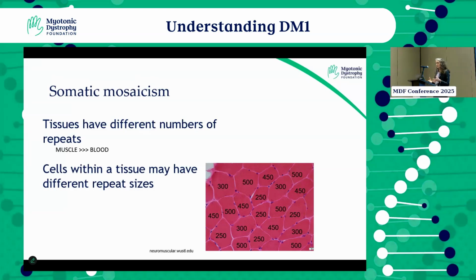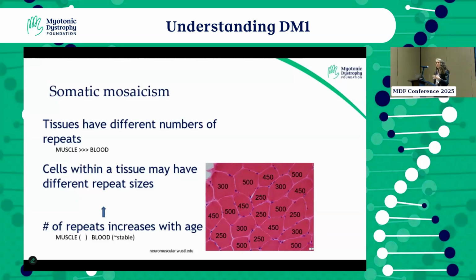Also, the cells within a tissue may have different repeat sizes. So this is a biopsy from muscle, and each one of these segments is a muscle cell. So this is just to give you an example of what that could look like. Each of the cells could have a different number of repeats, even within the same tissue. And also, my arrow's in the wrong place there, but as time goes on, the repeats increase with age. So in the blood, with time, the repeats are fairly stable. However, in the muscle, if we measure repeats in the muscle, those do increase with age.